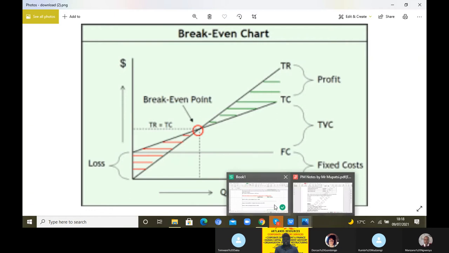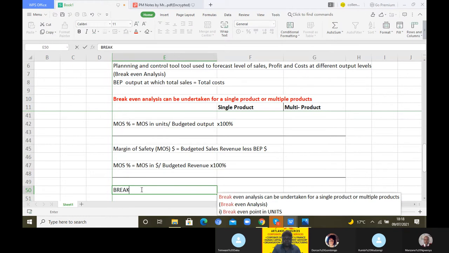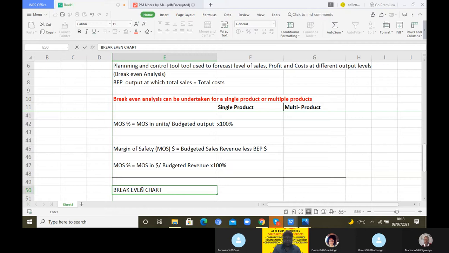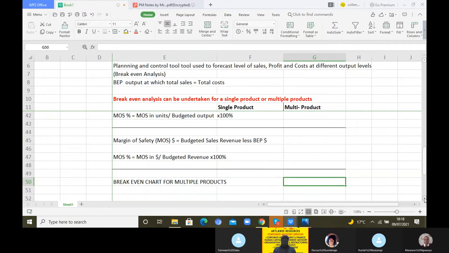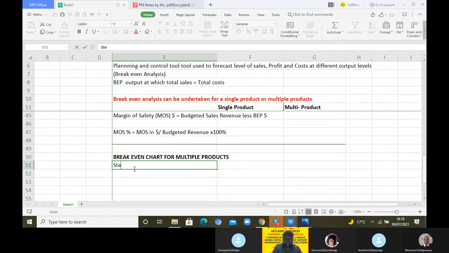Now, here are the steps involved in having a break-even chart for multiple products. You can equally have a chart for multiple products. It's not like it has to be a single product only to have a chart. Here is how you come up with the chart. So, the steps involved. These steps are obtained from the assumptions that we use when calculating break-even point for multiple products.